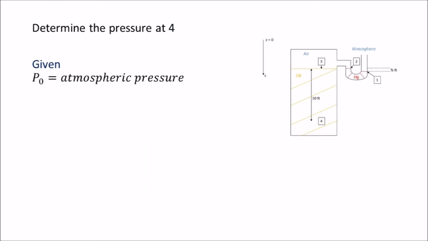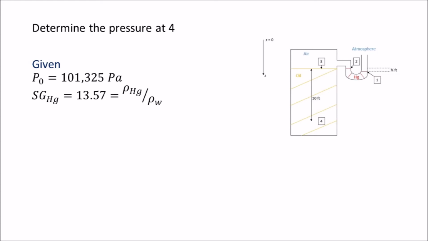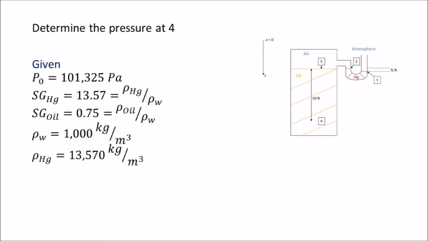Starting with the information that we know, we'll call atmospheric pressure P0, and we know it has a value of 100 kilopascals. We also know the specific gravity of mercury to be 13.57, and this of course is the ratio between the densities of mercury and water. We also have the specific gravity of oil as 0.75, and knowing the density of water to be 1,000 kilograms per meter cubed, we can then determine both the density of mercury and the density of oil.